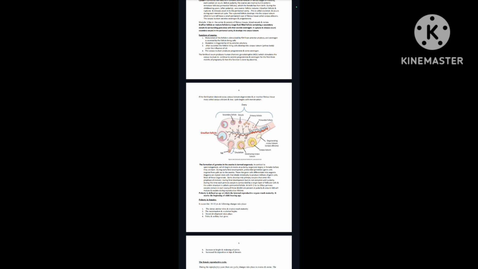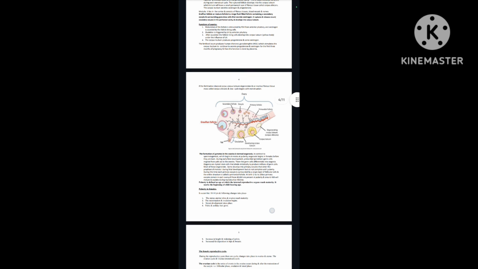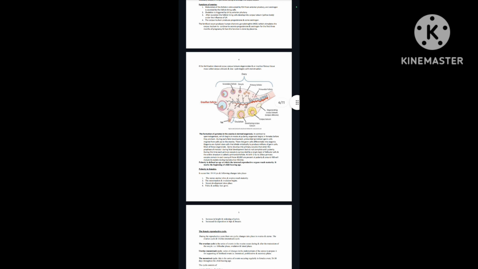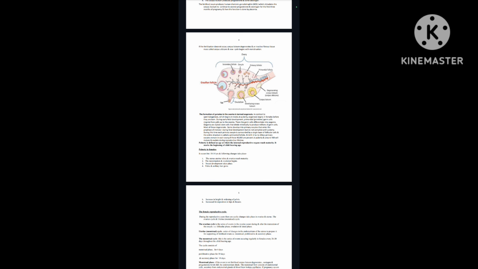Look at the picture. There is a crescent follicle and the different parts of the ovary, like oocyte, primary follicle, secondary follicle, primordial follicle, corpus luteum, developing corpus luteum, ovulation, egg. The formation of the gamete in the ovary is termed oogenesis. In contrast to spermatogenesis, which begins in males at puberty, oogenesis begins in the female before they are born.